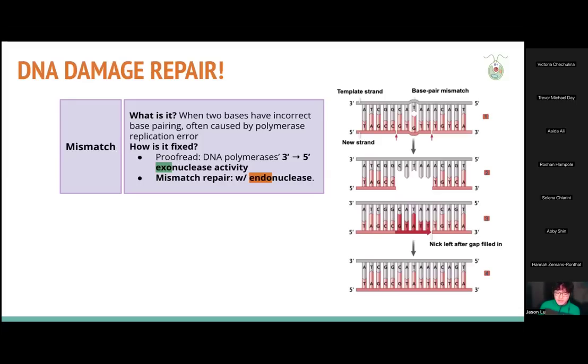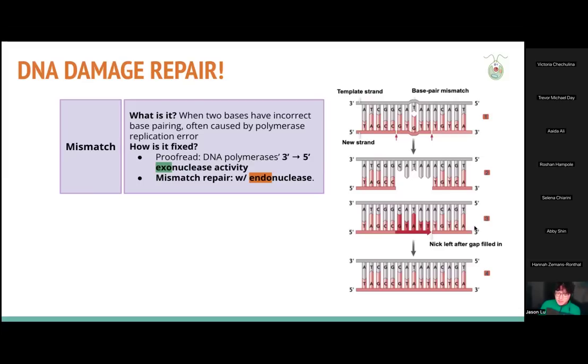So one of these mechanisms, as I previously mentioned, is proofreading. Essentially the DNA polymerase will be chugging along. It'll realize, hey, I put in the wrong base. And then it'll go back and use this 3' to 5' exonuclease activity, and it'll chop off that last nucleotide that it put in. It'll remove that, fix it, and then keep going again.